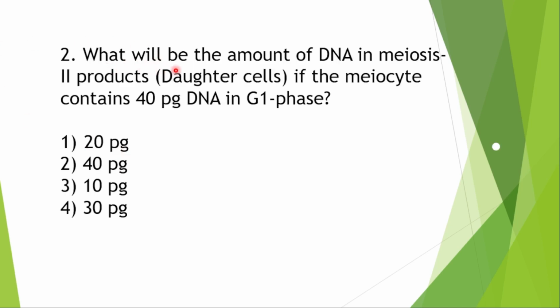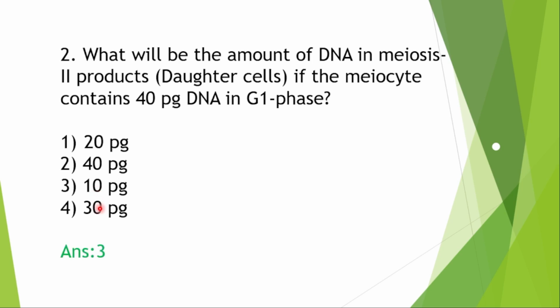Second one, what will be the amount of DNA in meiosis 2 products, daughter cells, if the meiocytes contain 40 picogram DNA in G1 phase? First one 20, second one 40, third 10, and then 30. Right option is option 3, 10.